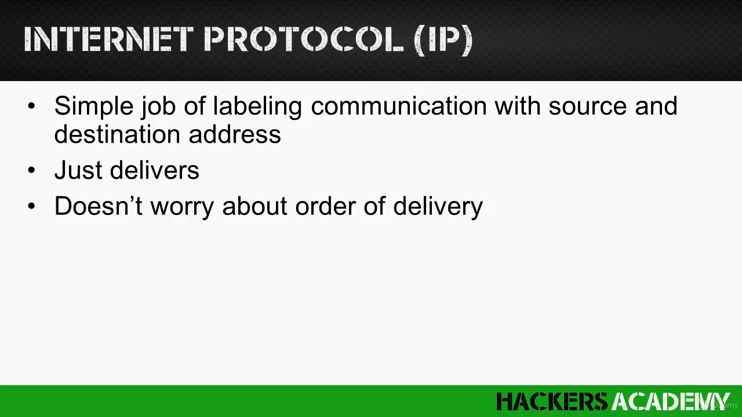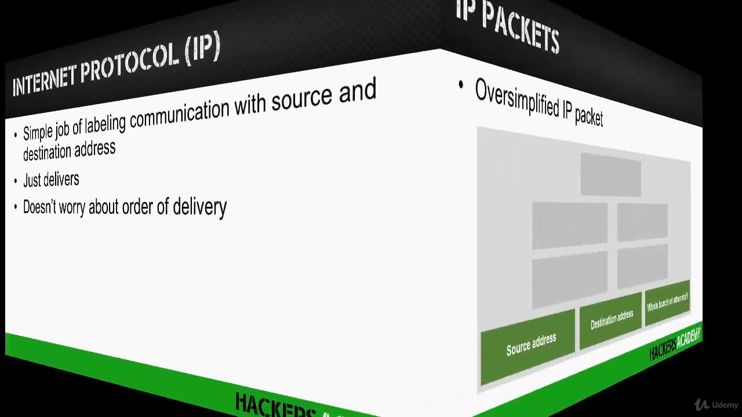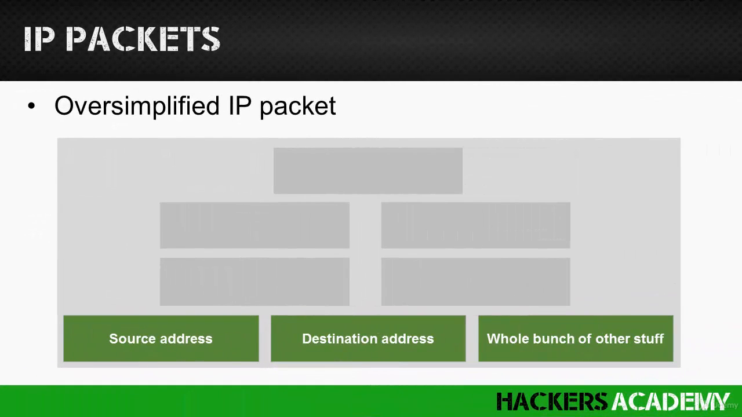So if we look at an IP packet, this is what it would look like. This is an oversimplified IP packet, obviously. We're going to be looking at actual packets in a moment. But for now, an IP packet would look something like this. It has a source address of the sender, it has the destination address of the recipient, and some other kind of data that we really don't care about at this point in time.